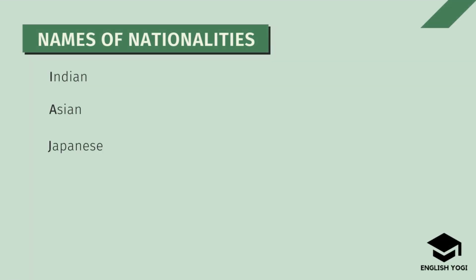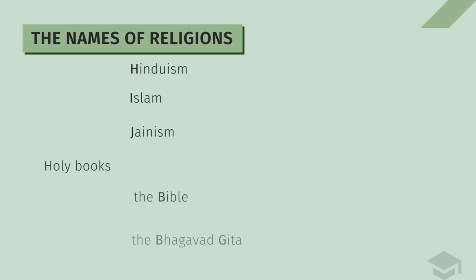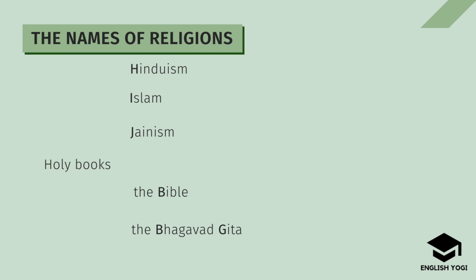Moving ahead, the next rule is that names of nationalities should also be written with capital letters. For example, Indian, Asian, Japanese, and Chinese. Again, the next rule is that names of religions should be written with capital letters.